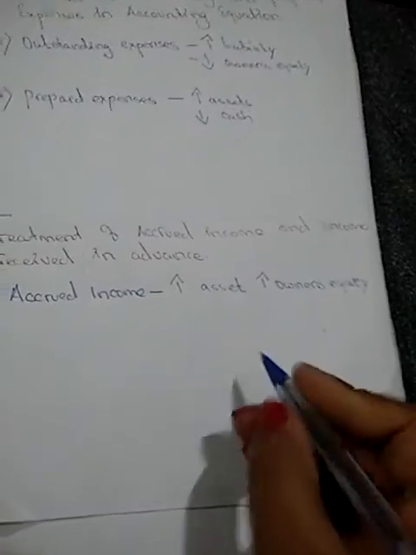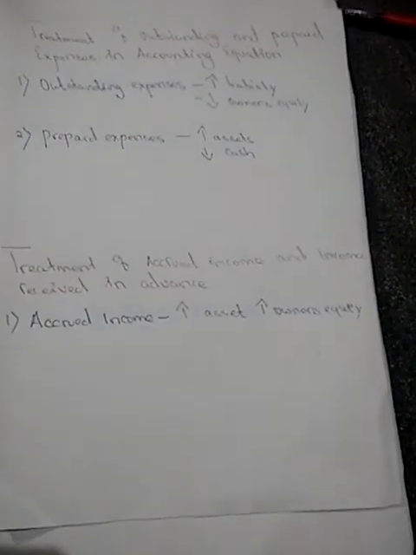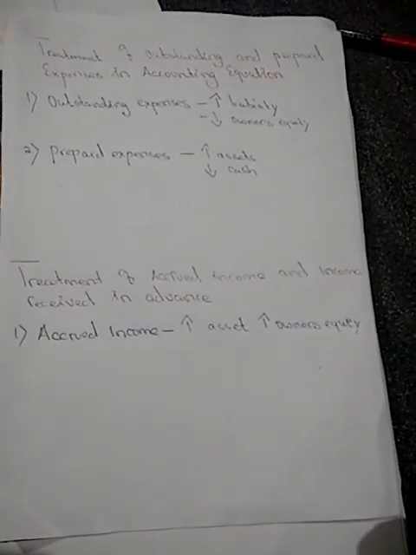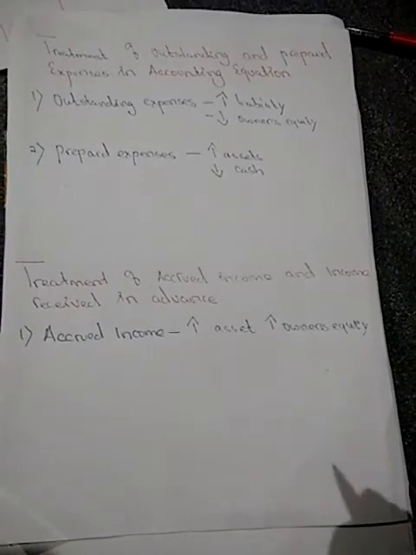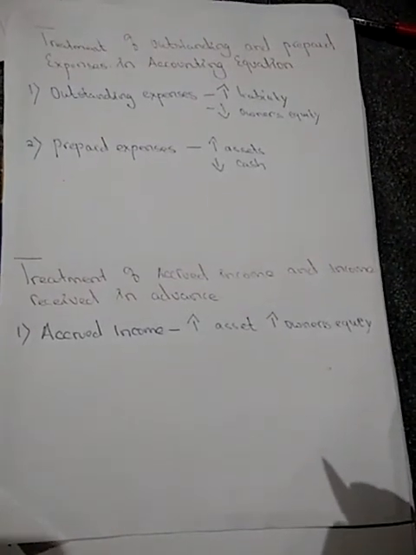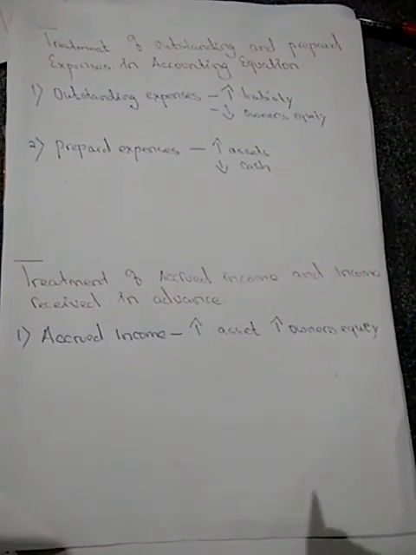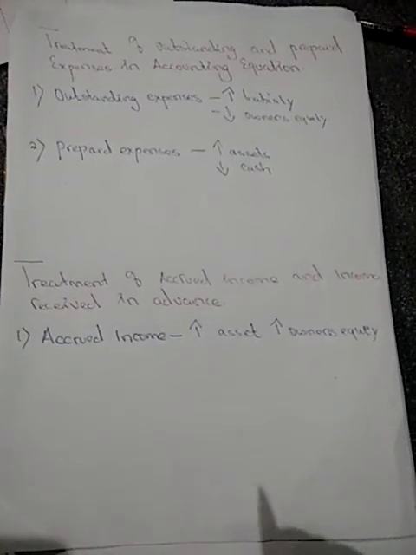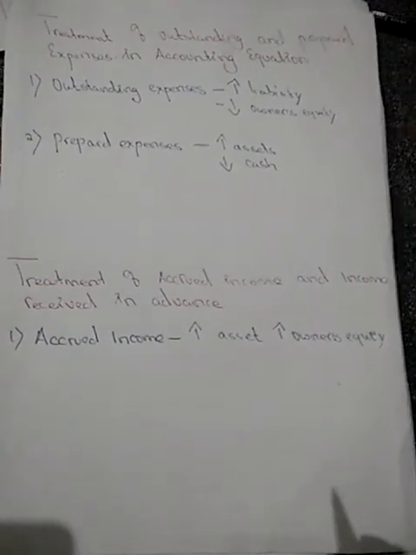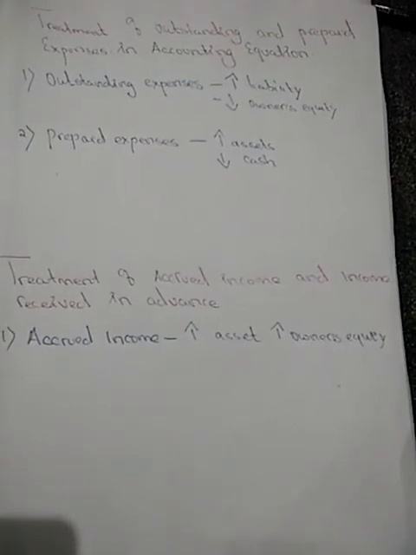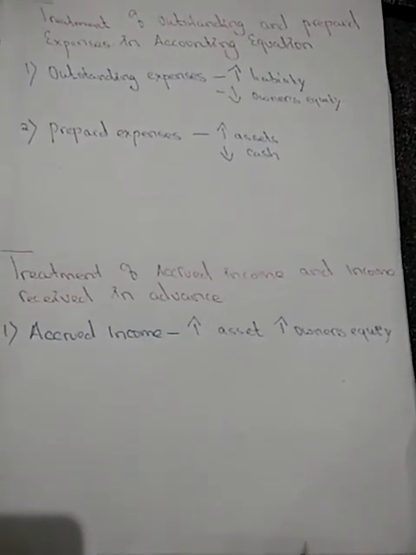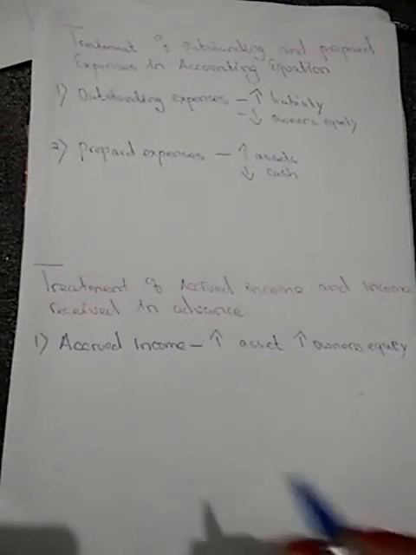For an example, you keep money in the bank. No? Let's say you kept money 5,000 in the bank. So after 3 months, you will get 5,000 plus some amount, no? So your asset increases. Now with the principal amount, you have got interest also. So owner's equity also increases.